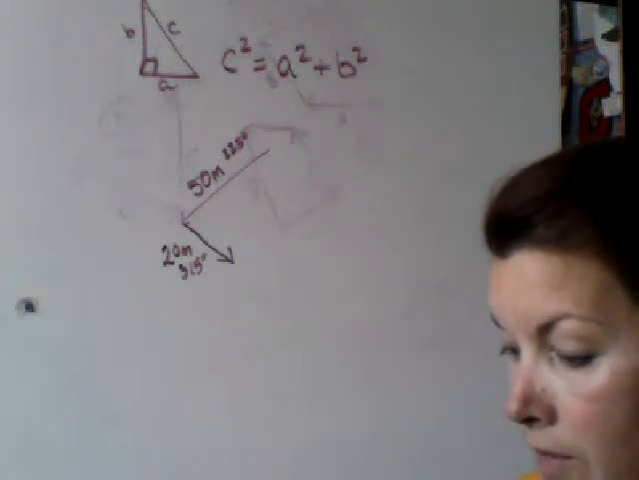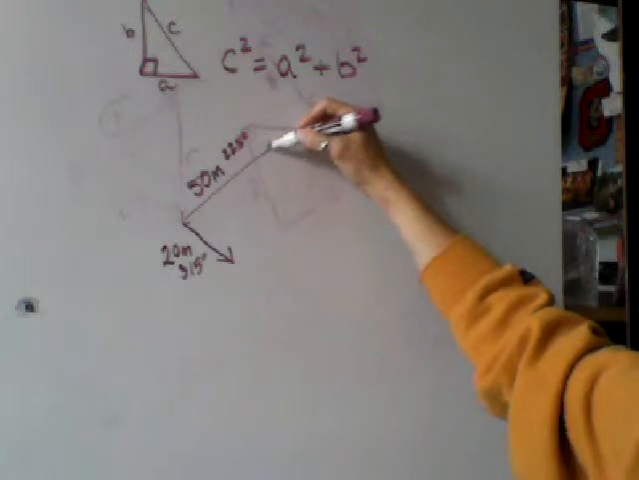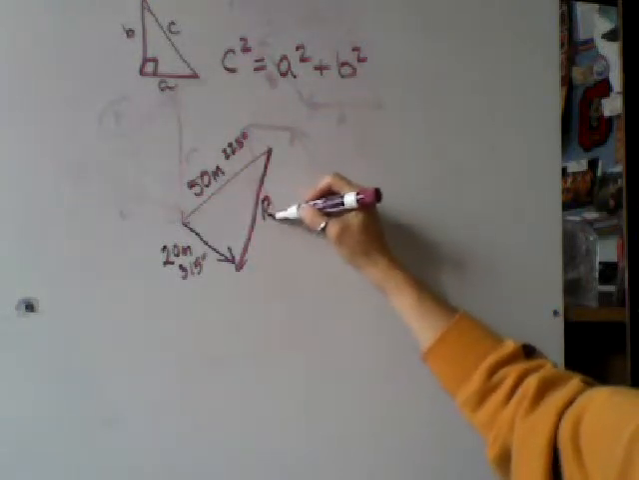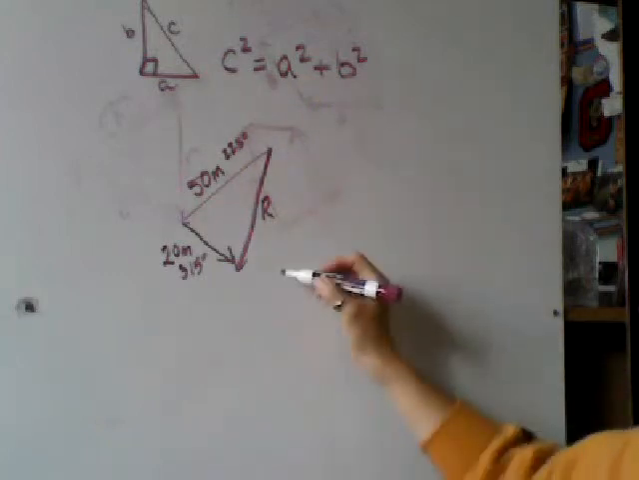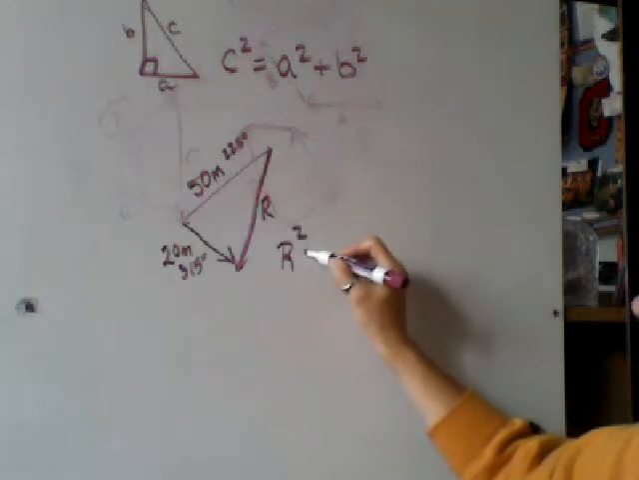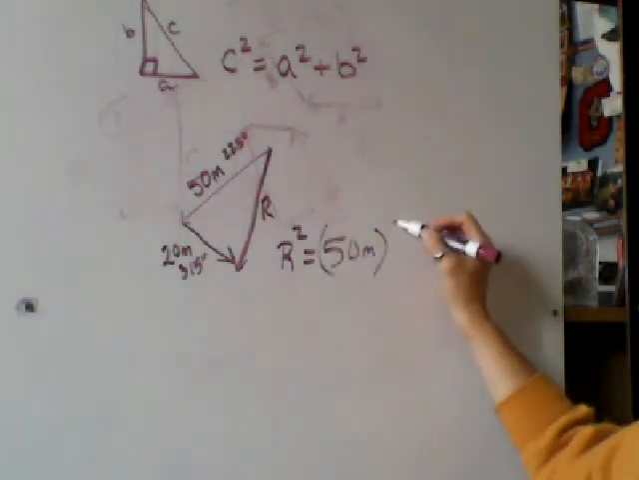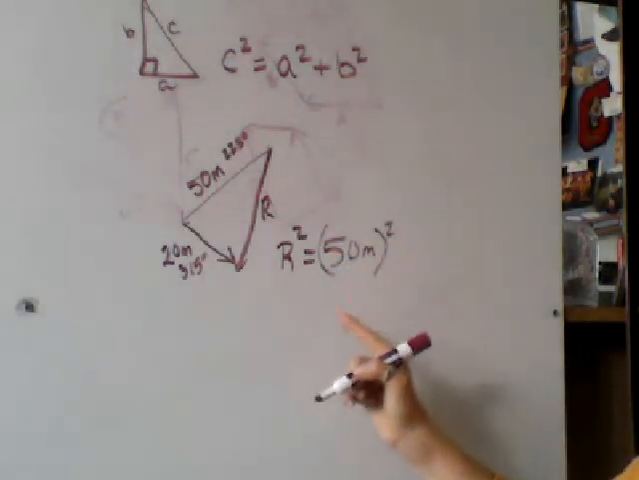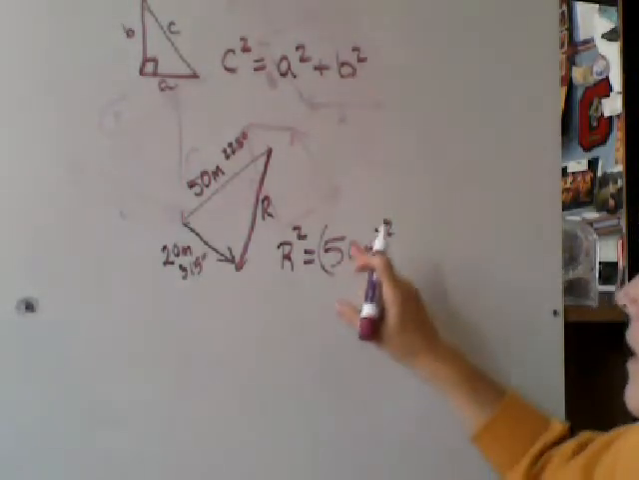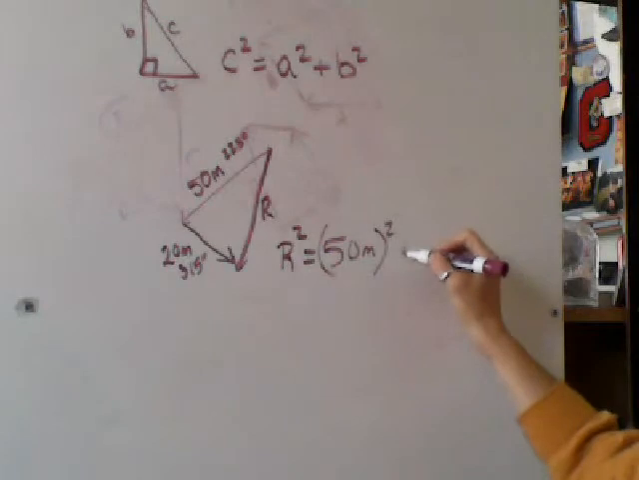And so it wants to know what our resultant vector is. We know that our resultant is drawn from the starting point to the ending point, and we know using the Pythagorean theorem that this can be C, so the square of the resultant is going to be the square of 50 meters. Be sure when you write it you include your parentheses, otherwise the tendency is to read it as 50 meters squared instead of 50 meters, squared.